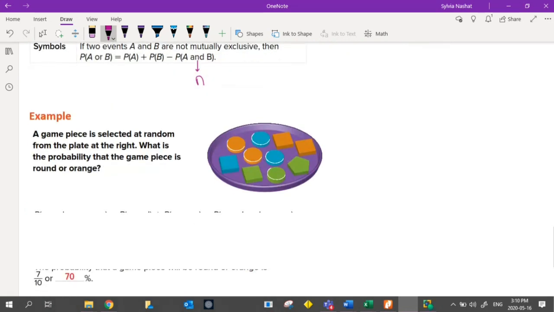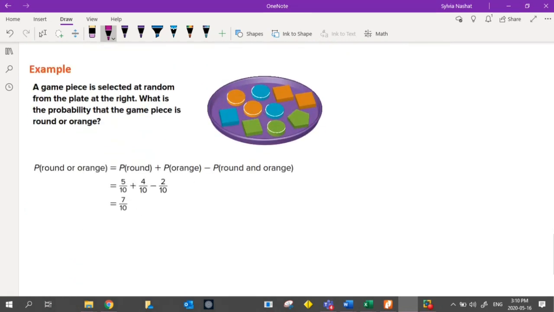Let's have the last example. A game piece is selected at random from the plate at the right. What is the probability that the game piece is round or orange? Here we have orange, blue, and green colors. We also have different shapes: a square, a pentagon, and a circle. Looking here, we can find that there are round pieces that are orange at the same time, so they are not mutually exclusive.